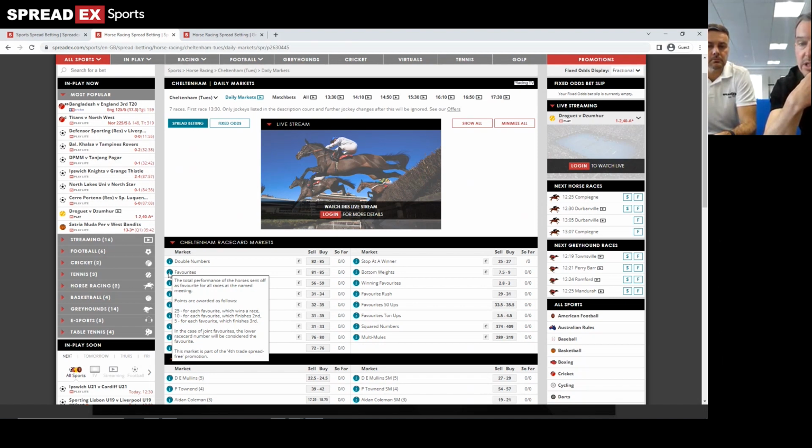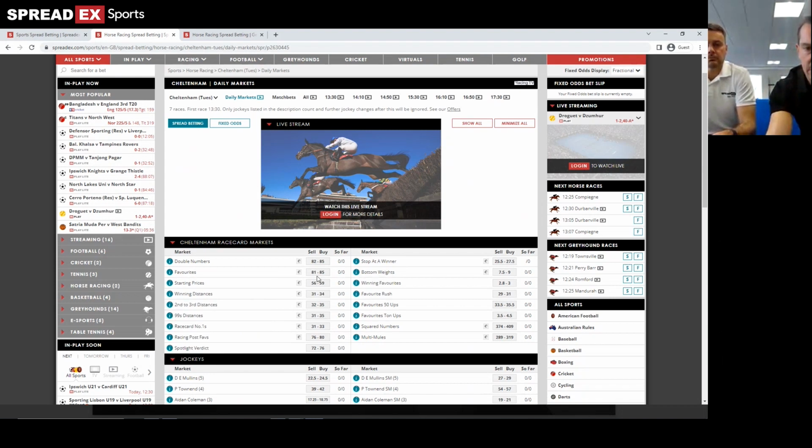If the favourite finishes second, they get 10 points. If they finish third, they get 5 points, and obviously outside the top 3 would be no points, and then that score is added up over the races in the day. So for example, here the spread would be 81 to 85.